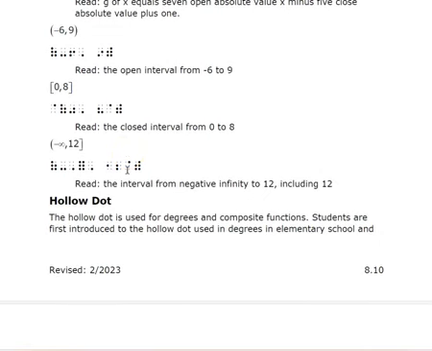We have the closed interval from 0 to 8. Then we use brackets on the left and the right. And we have 0, 8.